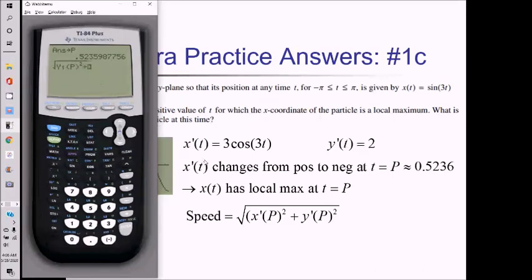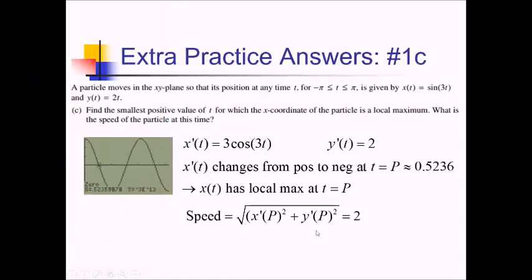Plus, now I need to do y prime of p squared. Now the nice thing about y prime is that it's a constant function of 2. So I don't have to really plug in p because I know it's just going to give me 2 back. So let me do plus 2, but don't forget to actually square that. I guess you could have written 4 if you were feeling adventurous. And now let's press enter to get that square root. And apparently that whole thing is coming out to 2. All right, well, we'll take their word for it.